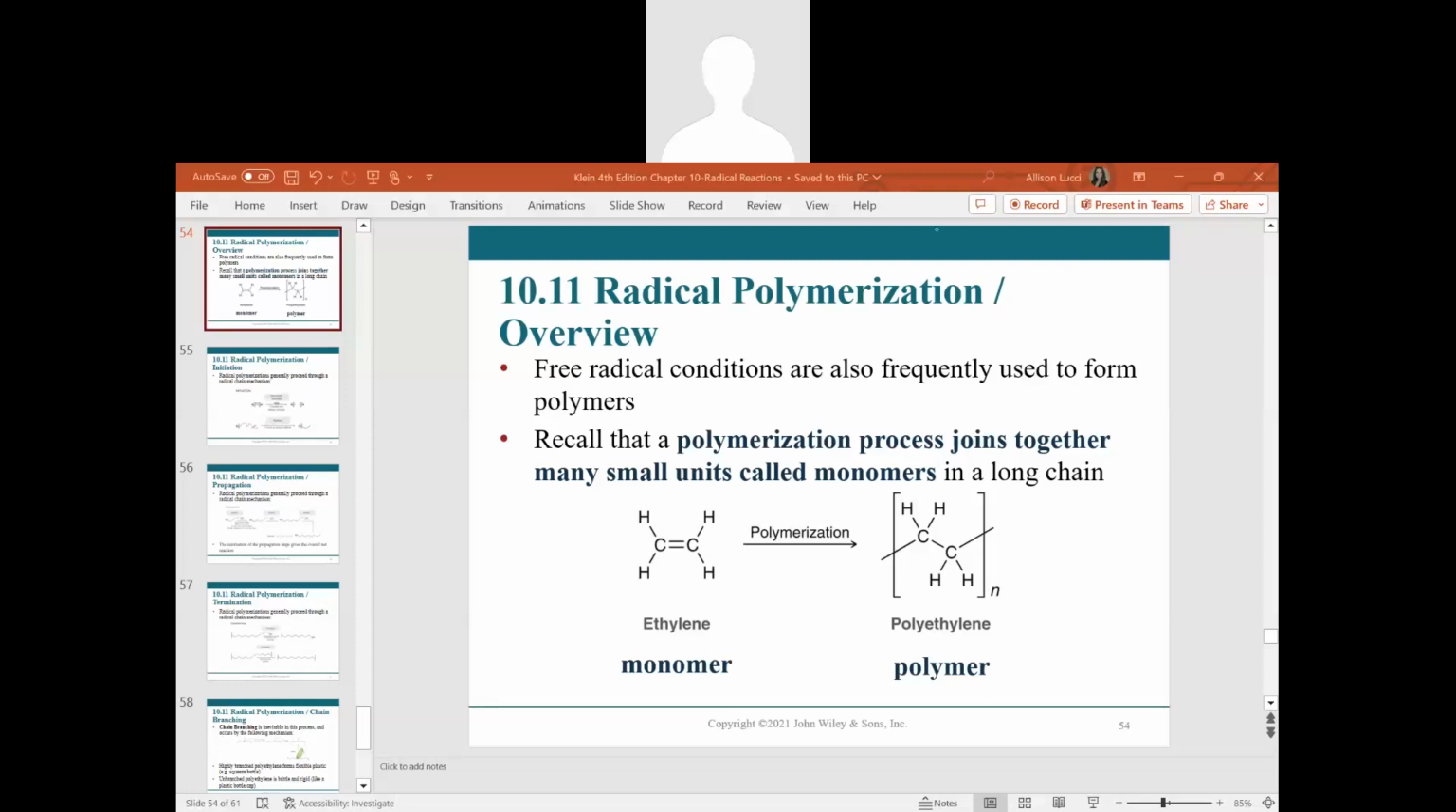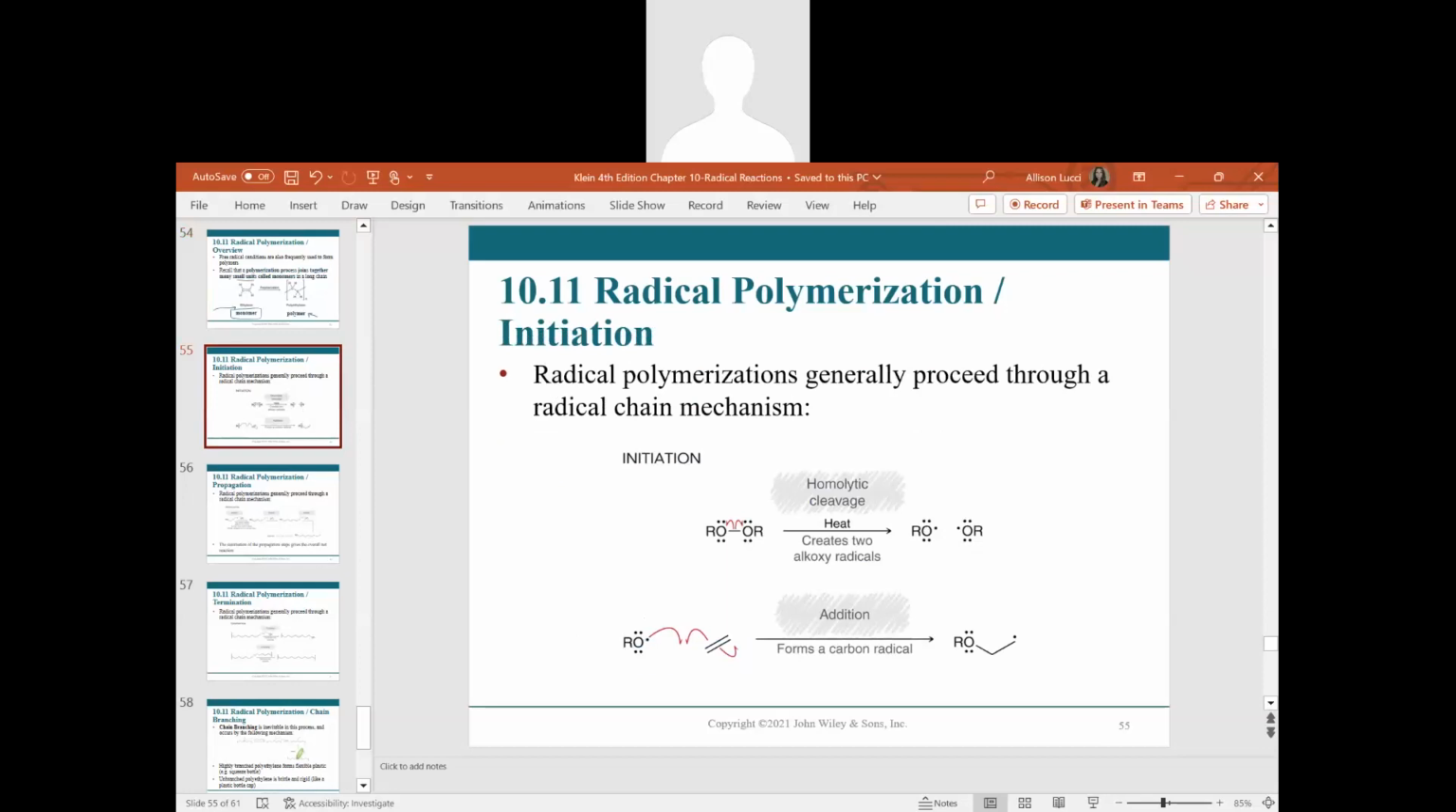So this monomer, if you recall what a polymer is, it's many monomers linked together in a chain, many small units. In this case, to make polyethylene, our polymer product, we would need ethylene here, our monomer. And we would link this together. In this case, polyethylene is formed through radical polymerization. And let's take a look at this process more specifically.